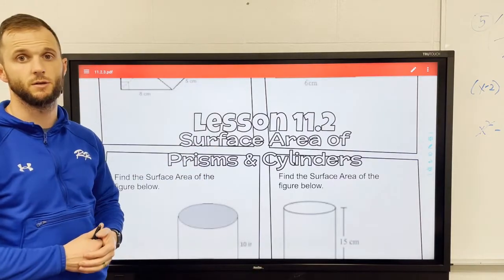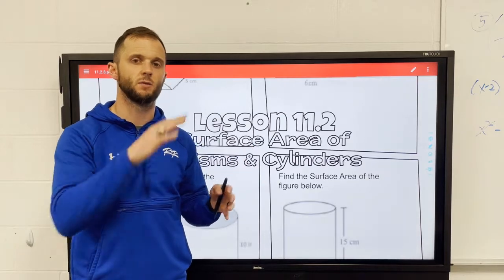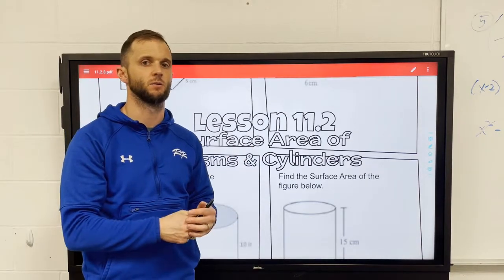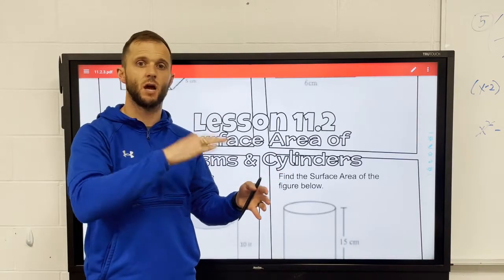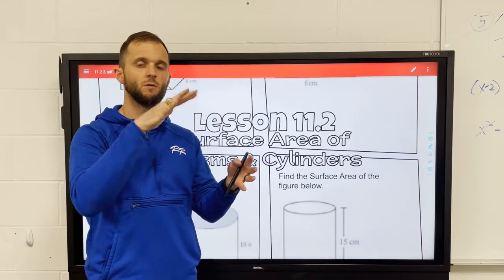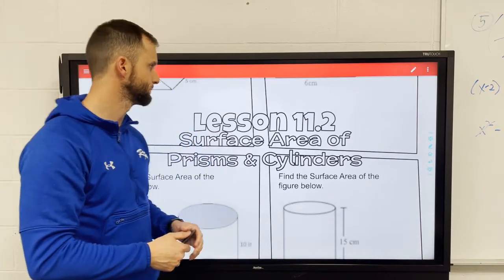of prisms and cylinders. So remember, surface area is everything on the outside, so the area of everything on the outside. So picture if you were to get a Christmas present, everything on the outside that is covered with wrapping paper, that is all of your surface area. So that's what we're going to be looking at finding today.